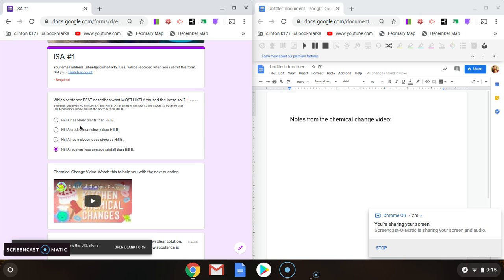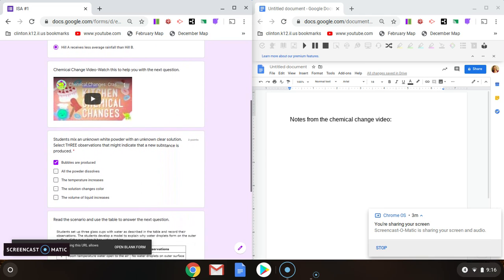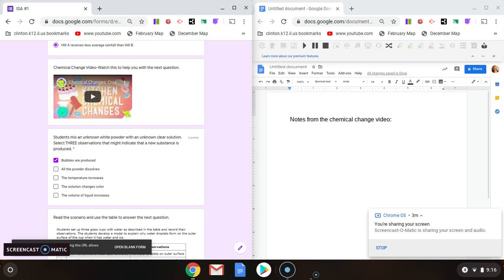If you look through these 3, you have to think which one would cause erosion, which one would cause that more loose soil. So think back to things that keep the soil in place, and then you will have your answer. I'm not going to give you the answer yet, but I would like you to take that into consideration. The next one is about the chemical change, and for this one, I'm going to play the video and make notes at the same time so that we can go back and look at the notes to try to figure out our answer. So let me play this.